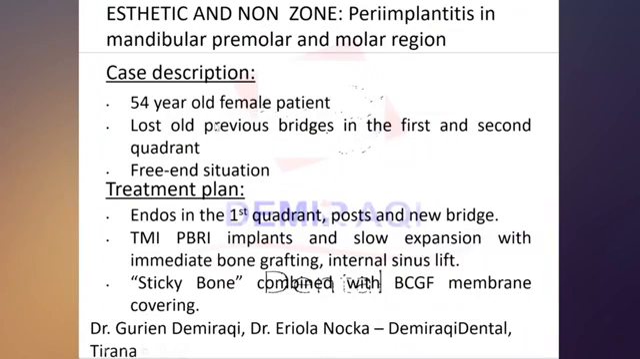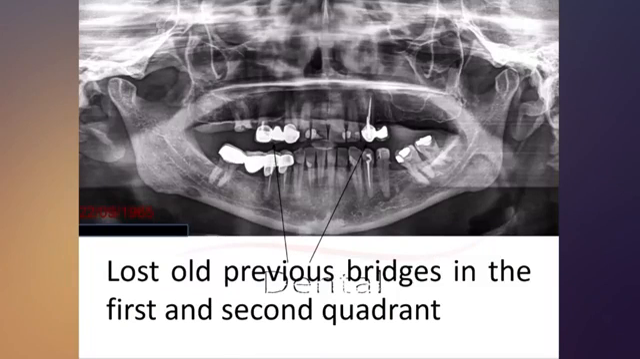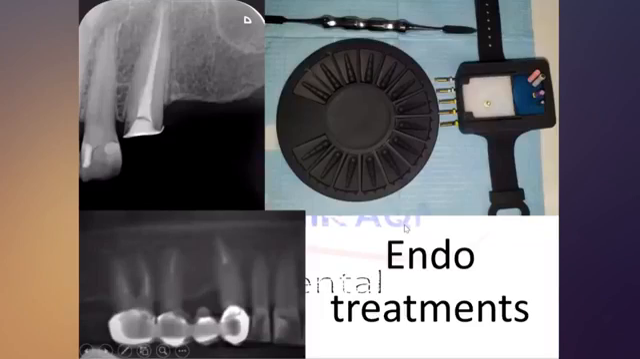Another case, 54 years old. As you can see, the patient has lost the previous bridges, and we have a free end situation in the upper one. Also endos to be done, and new bridges to be placed, and implants also. As you can see, this is the situation before. This is a free end situation in the second quadrant. Endo also, since this is a multidisciplinary case, which are not always done by me, of course.